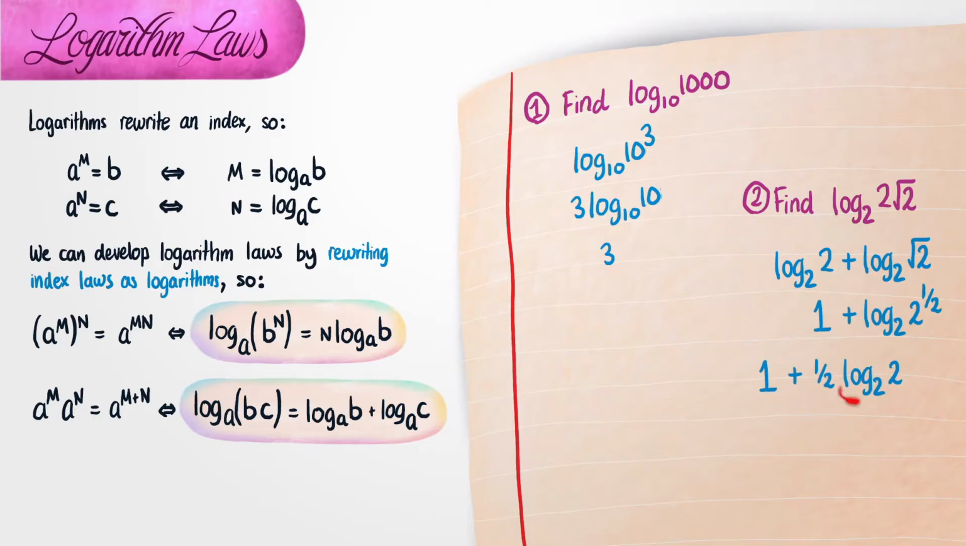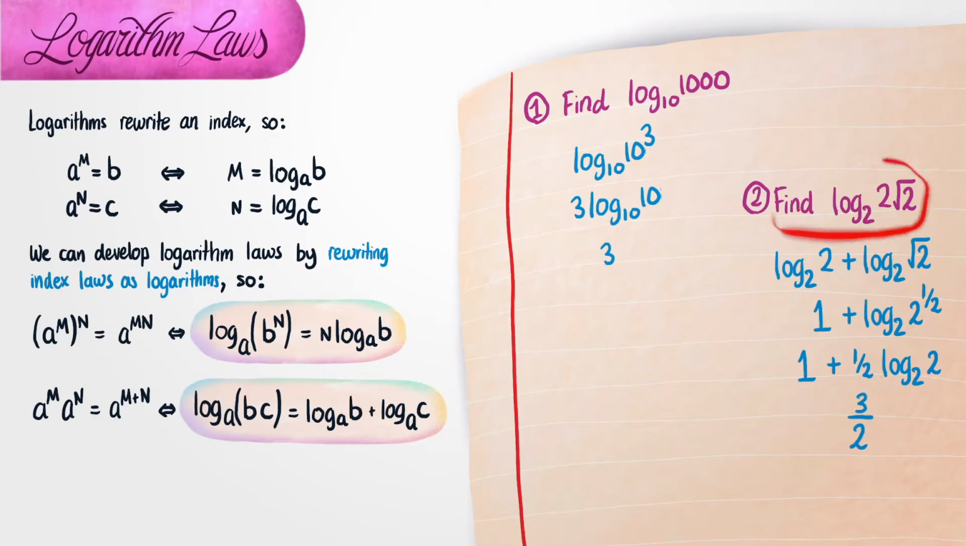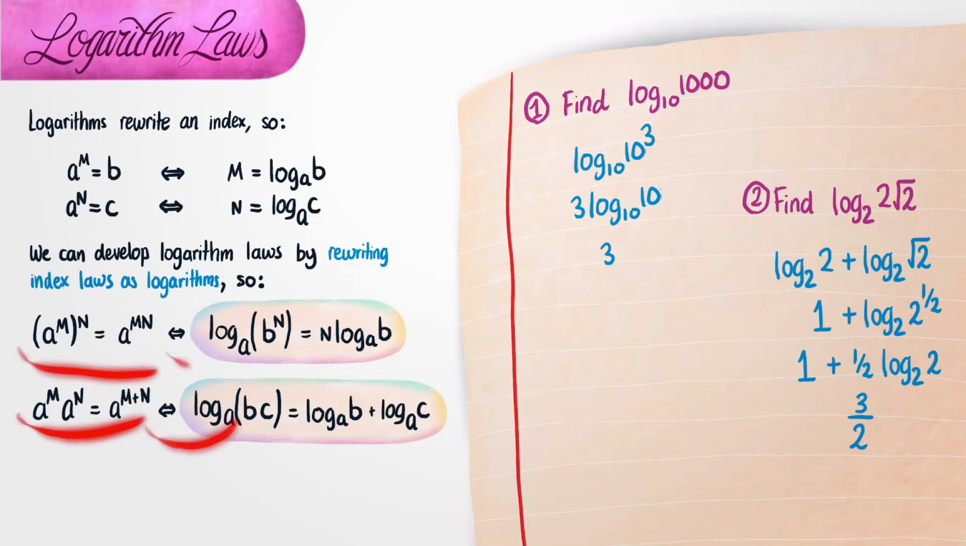So then, the log base 2 of 2 is just equal to 1, so it goes away, and then we just have 1 plus 1 half, which is 3 on 2. So therefore, the log base 2 of 2 root 2 is the same thing as 3 on 2. So from these two index laws, we were able to get these two log laws. But again, there is one more index law.